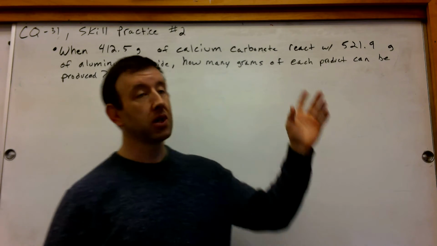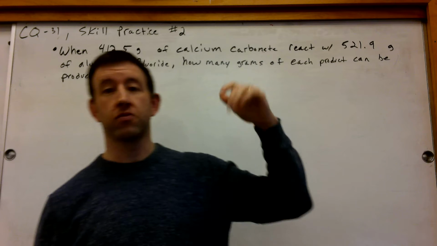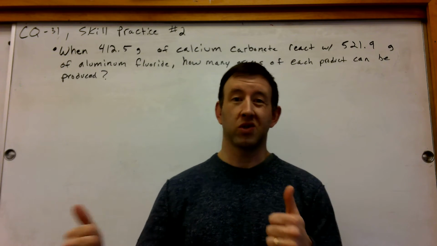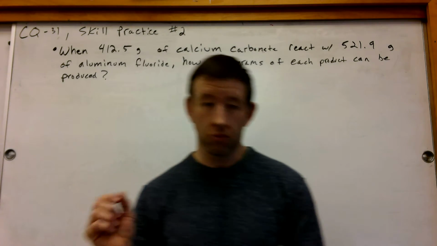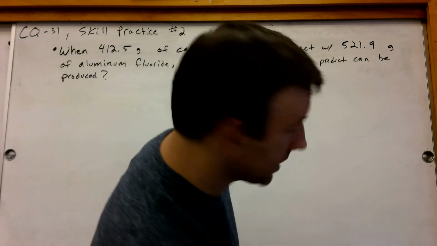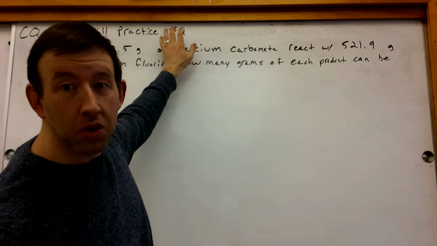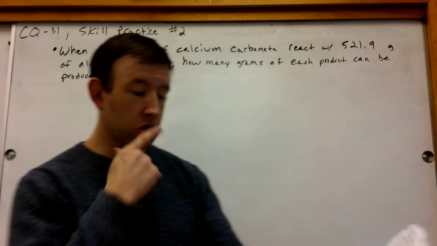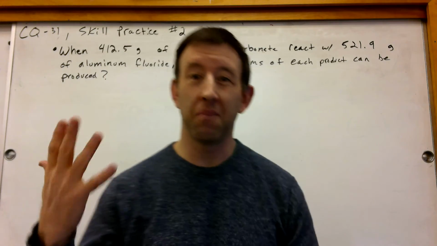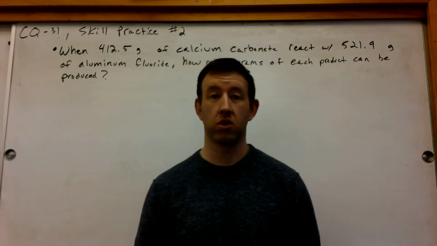But sometimes we have two different amounts of two different reactants. We gotta figure out, well, which one of these is the limiting reactant, okay? So, like I said, this is gonna be ChemQuest 31, skill practice number 2, right? Which puts us on page 5. So that's that bottom question on page 5 of ChemQuest number 31, you guys.